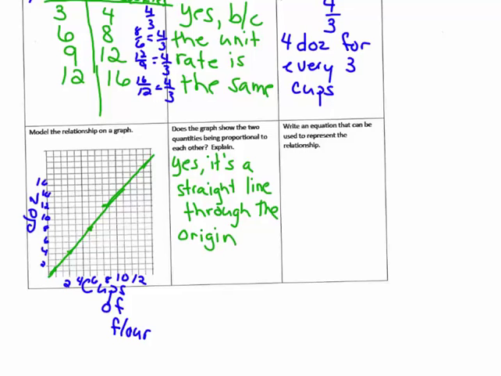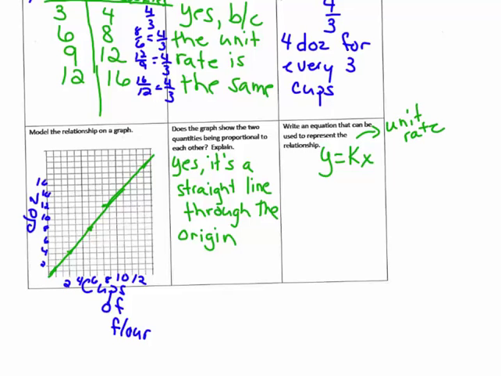So now they want us to write the equation that can be used. You can use Y and X, or you can use C and D for cups and dozen. It's whatever you would like. I'll show it both ways. So our general form is always y equals kx. K is your constant of proportionality or unit rate.